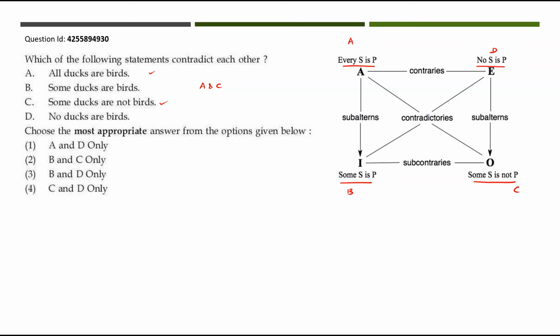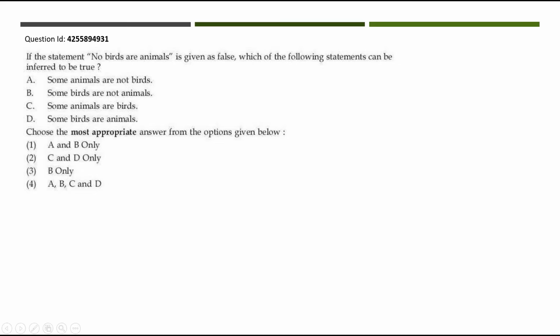Now we have to choose the most appropriate answer from the options given below. A and D are not, B and C are not, B and D are contradictories, C and D are not. So along with B and D, even A and C are contradictories. For this question we are marking option number 3, B and D only as the right answer. Since the other set of contradictories are not given in the options, we are sticking to one set of contradictories here.